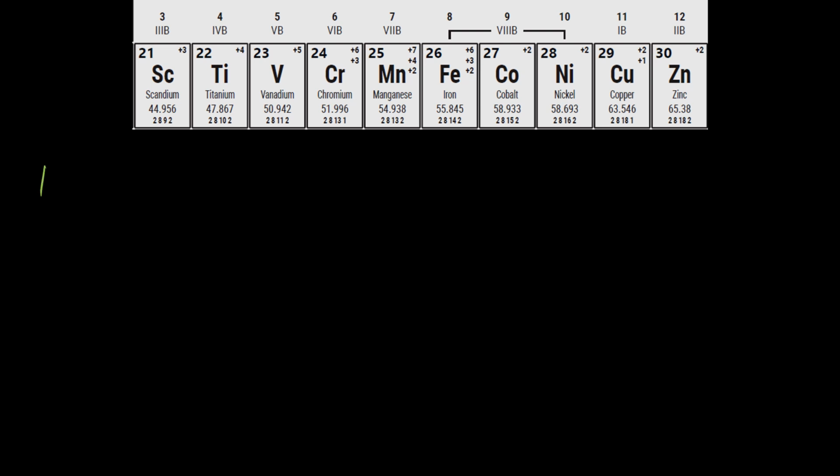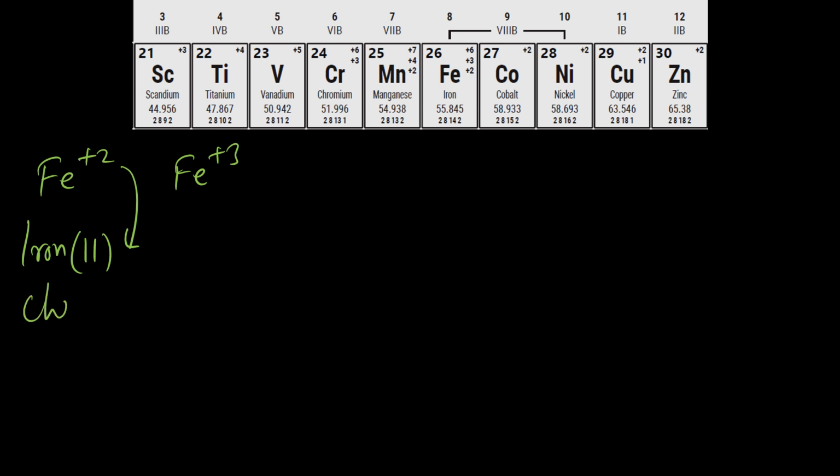Now, as we know, iron comes with different charges like +2 or +3, and when we are supposed to write its name in a compound, so what do we write? We will write firstly the name of Fe, that is iron. Then we will write its charge in Roman number. Remember, charge should be written in Roman number.